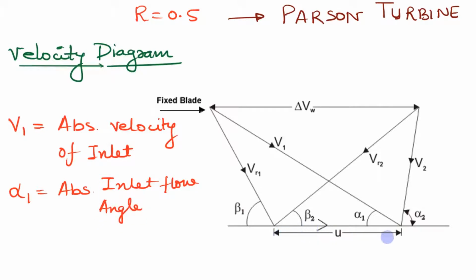And U is the velocity of blade, so the relative velocity will be VR1. So VR1 is called the relative velocity of inlet, and this beta 1 is the inlet blade angle. Or we can also call it the inlet angle of rotor blade. So beta 1 is the inlet angle of rotor blade.